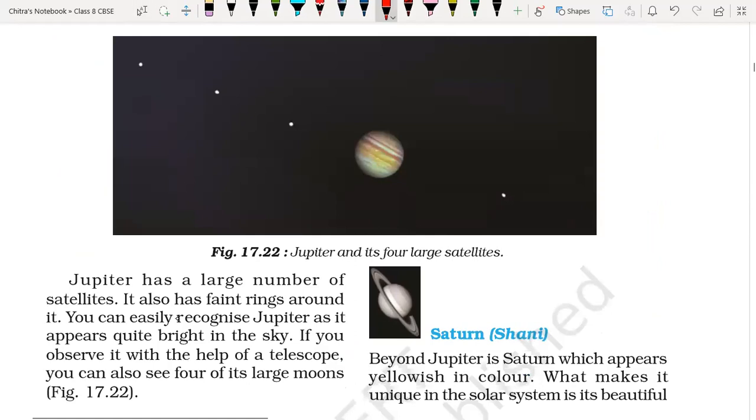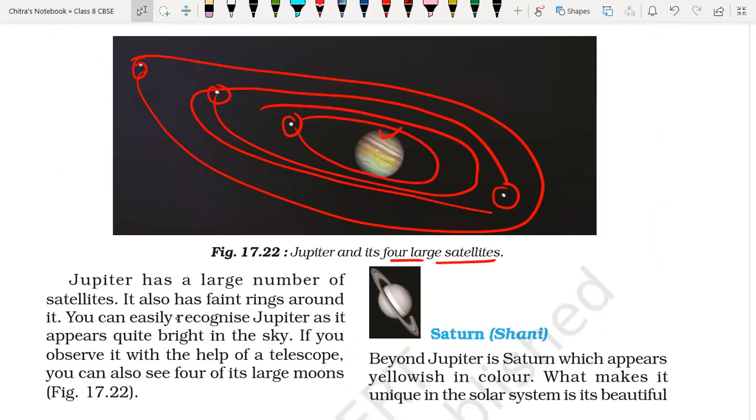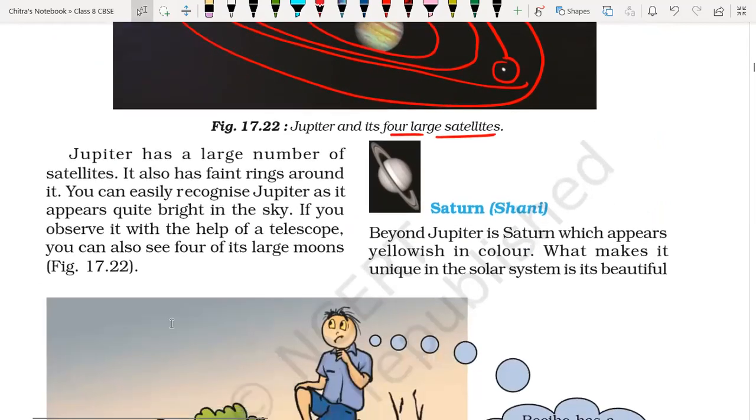So as you can see here, we have Jupiter. That one is Jupiter. And Jupiter has 4 large satellites, as you can see here, 1, 2, 3, and 4, and they revolve around Jupiter like this. Okay, Jupiter has a large number of satellites.